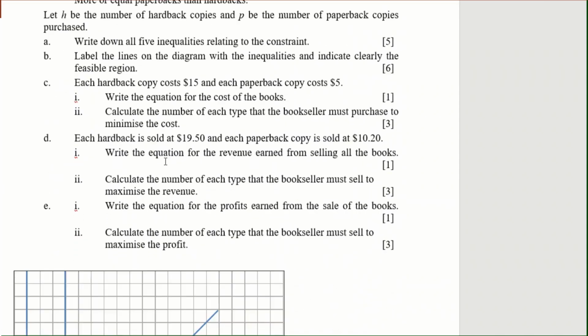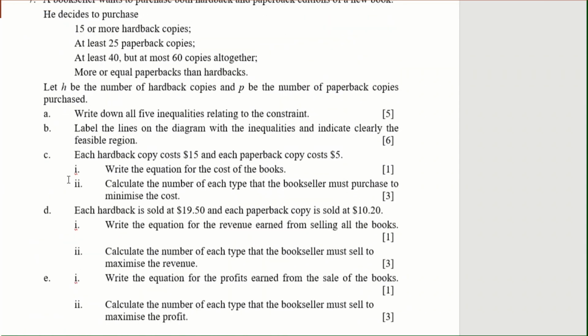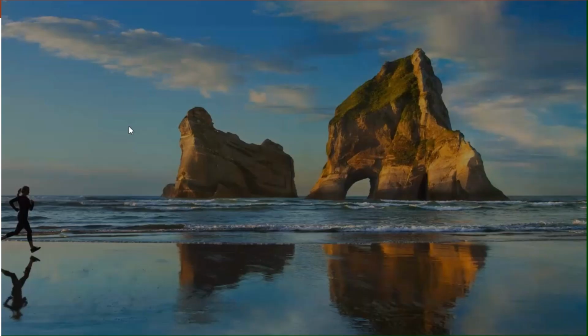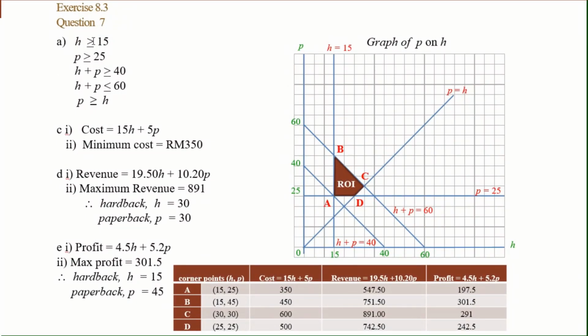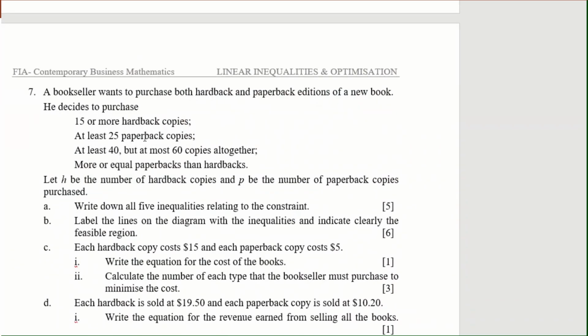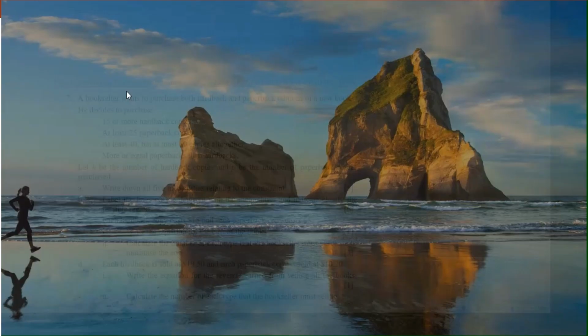Question 7 is pretty much a little easier. They've given you the graphs here. So let's look at this. Let H be the number of hard bags and P be the number of paper bags. Write down 5 inequalities relating to the constraints. 50 or more hard bags. So let's go back here. H is more or equal to 50. At least 25 paper bags. P should be more or equals to 25.